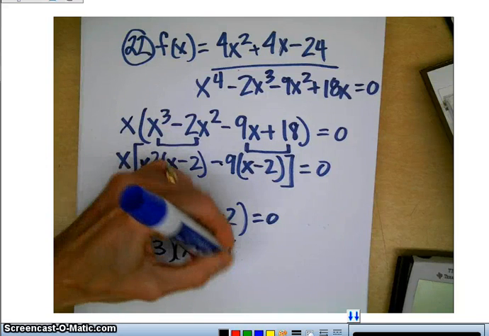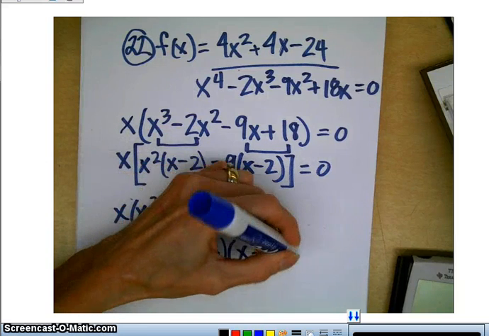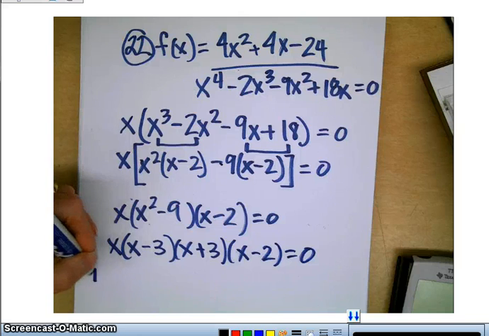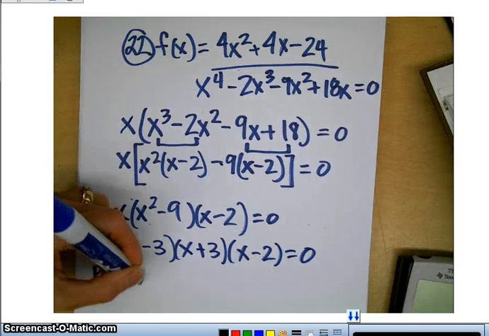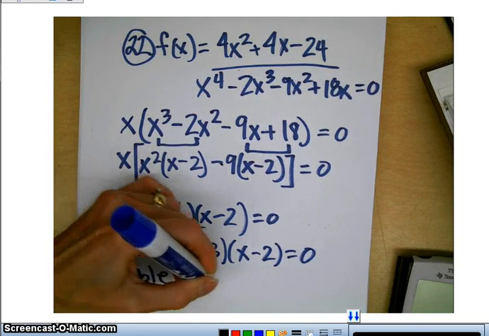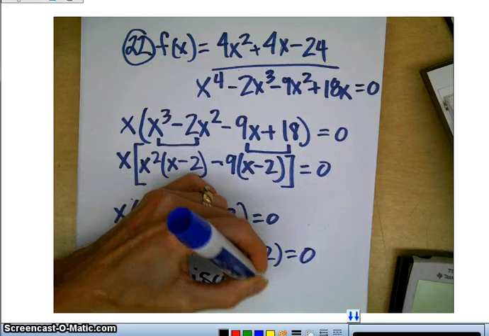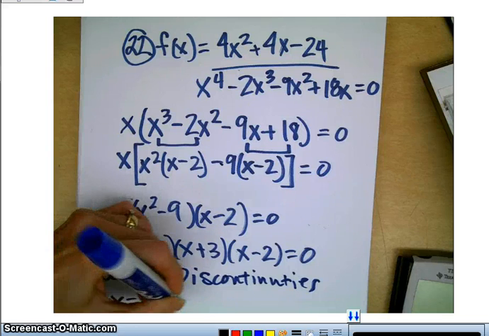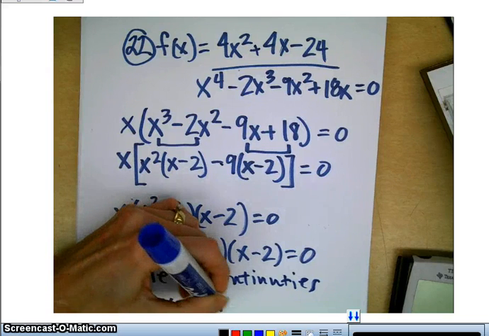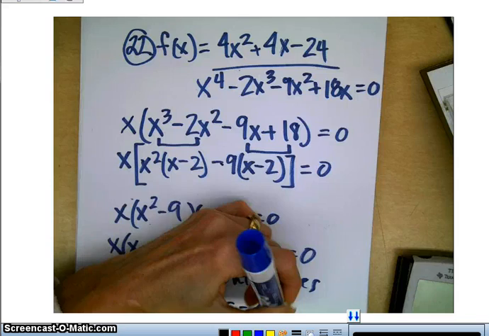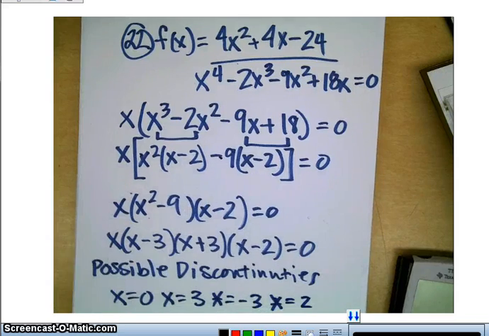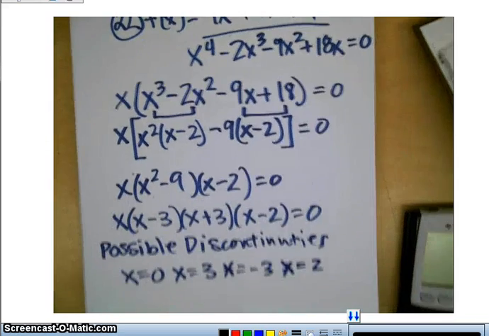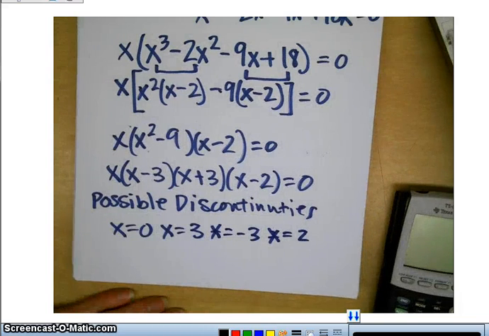Okay, it doesn't matter what order you put them in. It's the same as plus, minus, minus, plus. Okay, now what are my possible discontinuities? x equals 0, x equals 3, x equals negative 3, x equals 2. Okay, you can't just say they're all asymptotes. The only ones that are asymptotes are the ones that won't cancel.